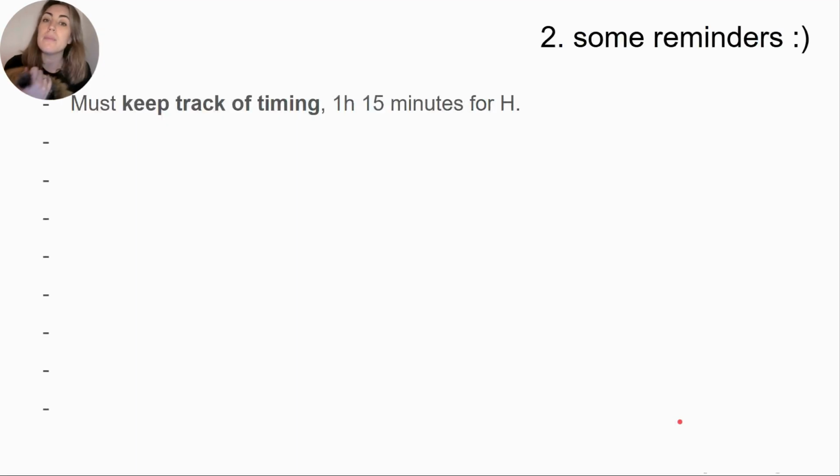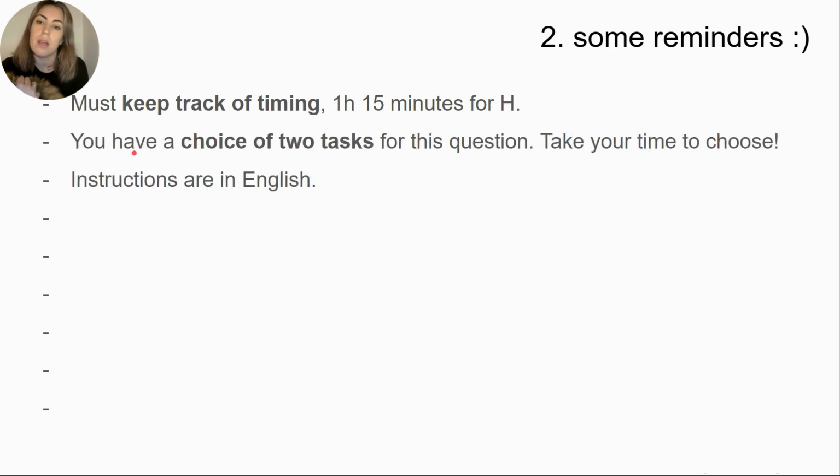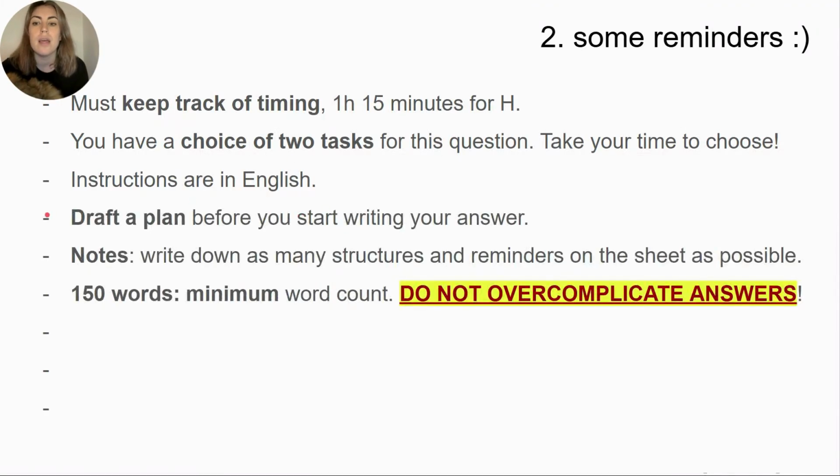Some reminders. Please keep track of timing. You should be spending at least 30, 35, 40 minutes on this task. You have a choice of 2 tasks. Sometimes what seems the obvious choice is not, because it's trickier somehow, so choose wisely. Draft a plan before you start writing your answer. As soon as you sit down, write down as many structures and reminders on the sheet as possible. Any fancy bits of vocabulary you have learned that you wish to include, please write down.